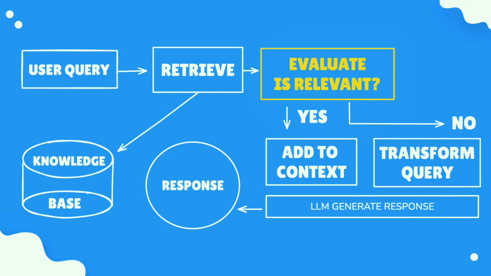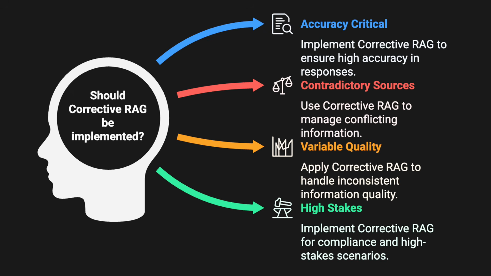Corrective RAG is used for applications where accuracy is critical, for domains with potentially contradictory information sources, and where information quality can differ from use case to use case.